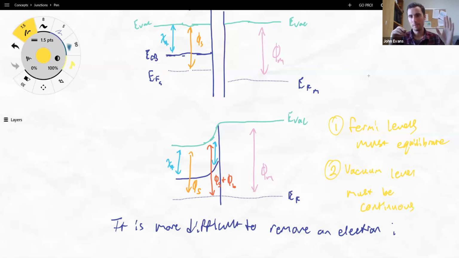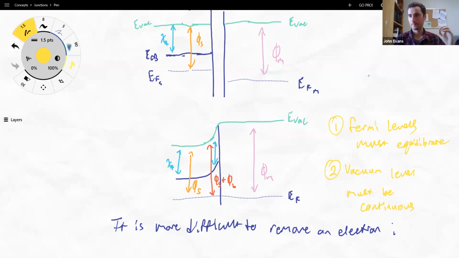So the vacuum level is never going to have just a jump in its energy. It's going to be a continuous line. So let's look at what happens when we put these together. The electron affinity of our semiconductor does not change if we make it charged.